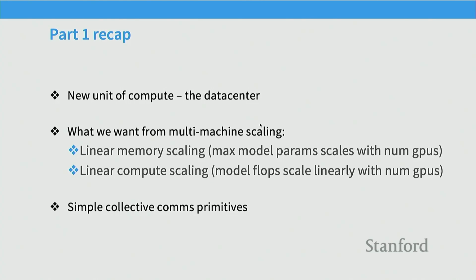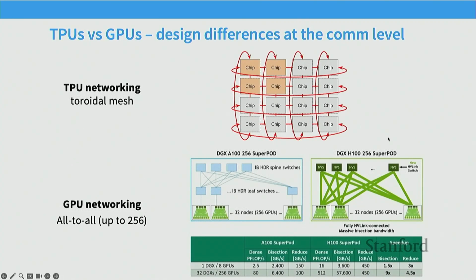Okay, any questions on part one? Yes? Sorry, I forgot, but from the previous slide, does it mean that it's better to do reduce-scatter plus all-gather rather than the all-reduce?